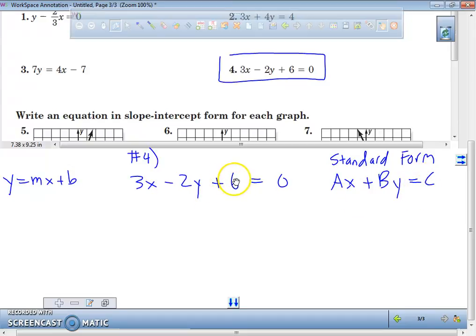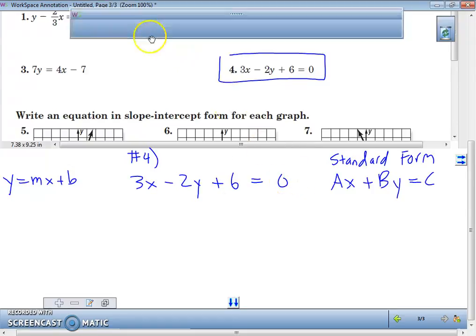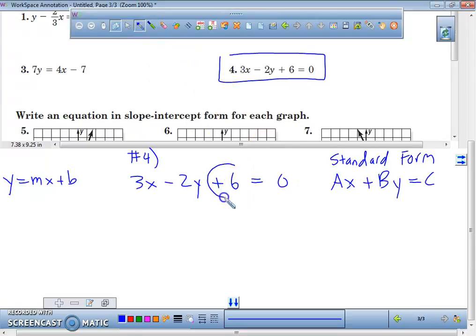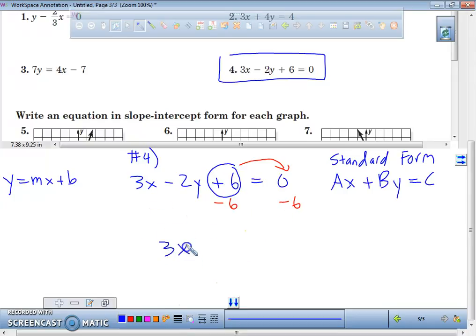Got to get rid of this. We got to take this 6 and we got to move it across. Now, whatever happens to a number whenever you move it across the equal sign, it changes signs. It just becomes the opposite. So instead of saying minus 6 from both sides, if you just know that whenever it moves across the equal sign, it just becomes its opposite, you can say 3x minus 2y equals negative 6. And at that part, you'd be done.